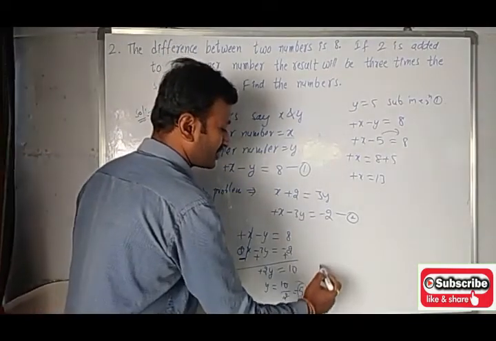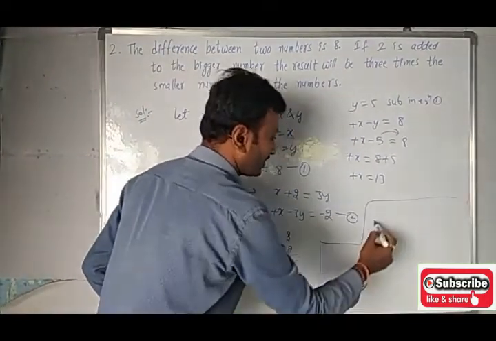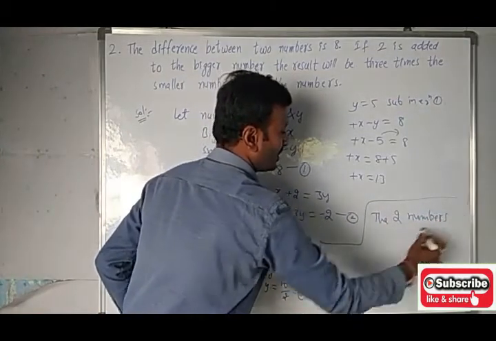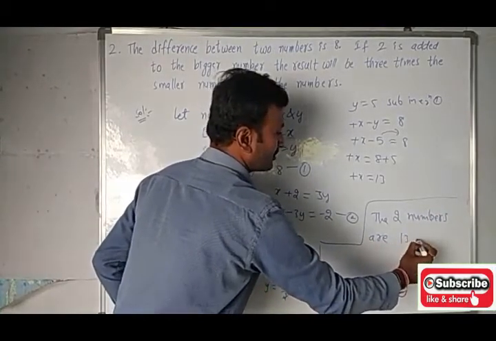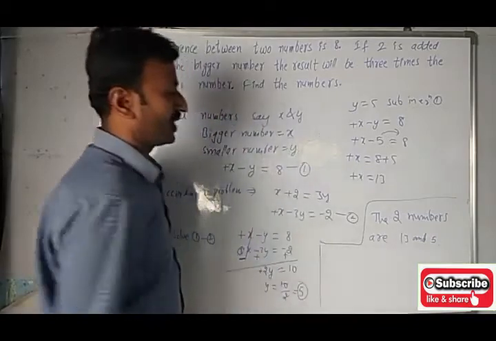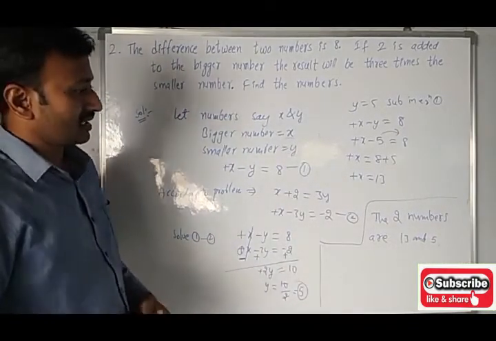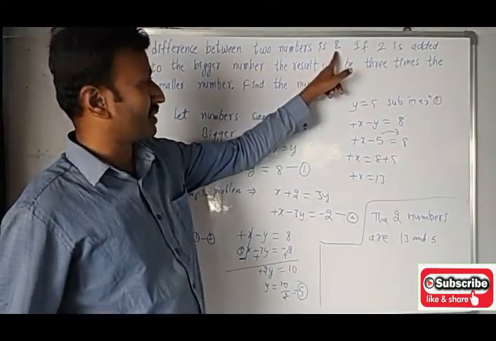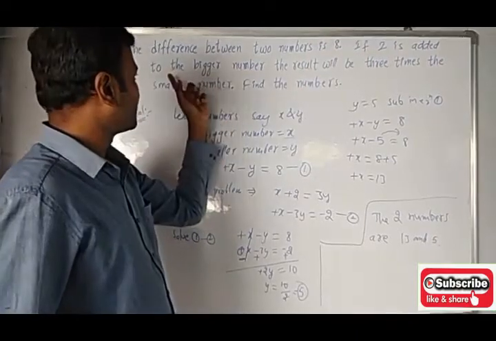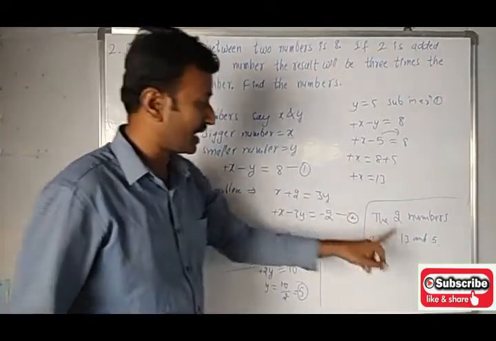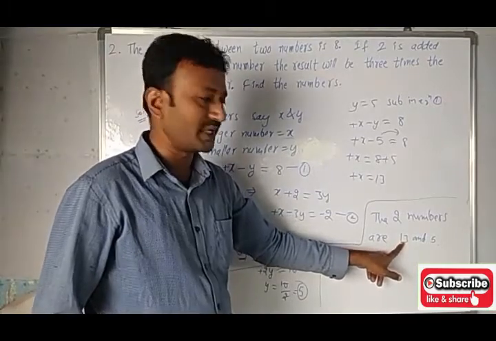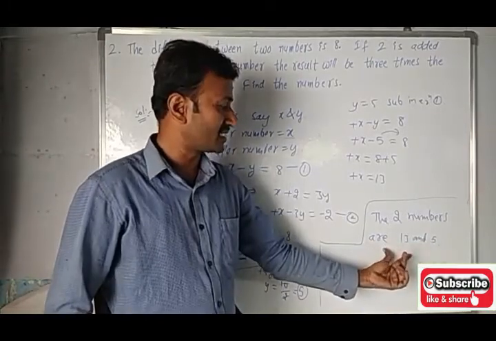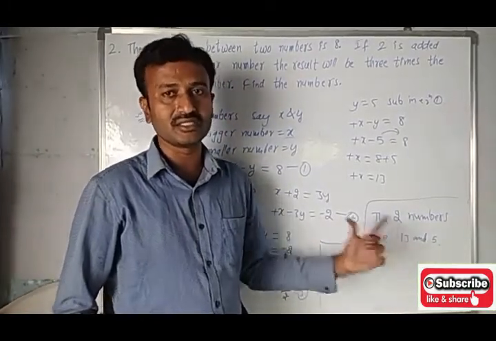The two numbers are what? The two numbers are 13 and 5. Now let us check. The difference, how much? 13 minus 5, how much? 8. So the difference between them is 8. 2 is added to the bigger number. 2 is added means for 13, if you add 2, it becomes 15. So what will it become? 3 times the smaller number, no? So by check we can conclude this is the solution.